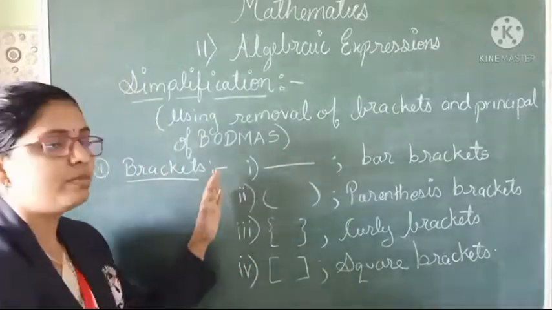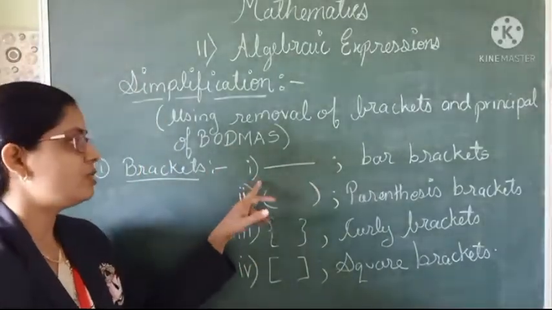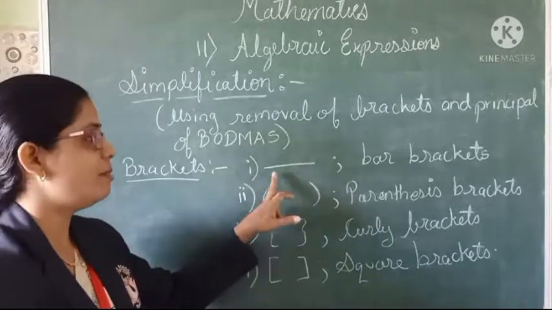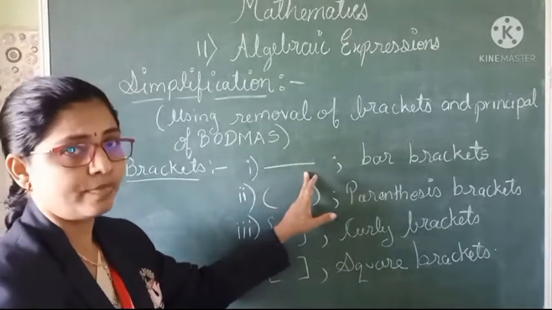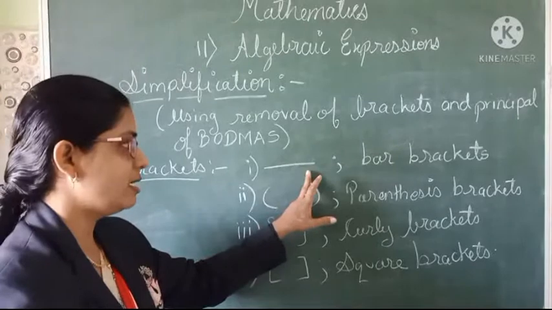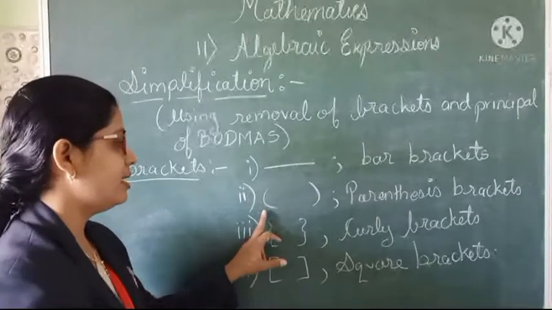Now first about brackets. The first one is the bar bracket. The symbol for the bar bracket is this. So first one is the bar bracket. Second is parenthesis.